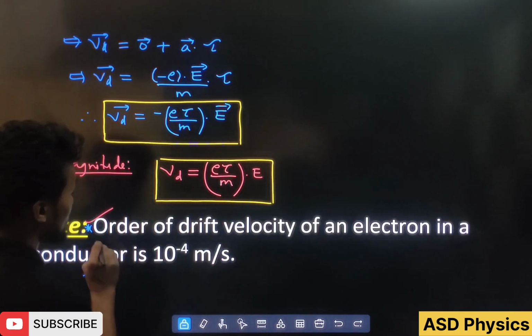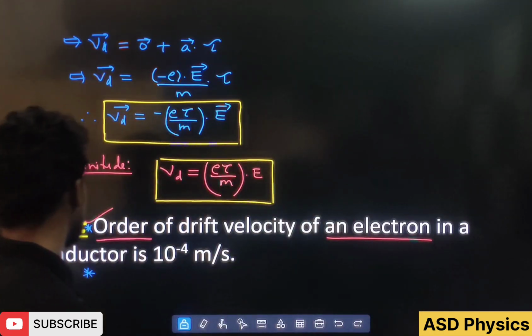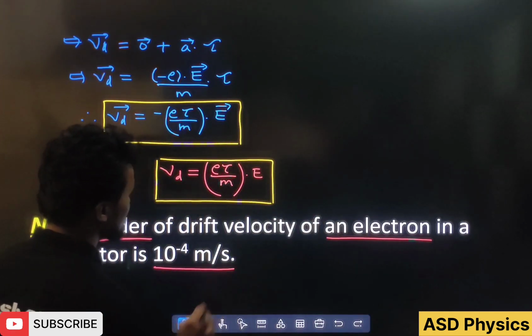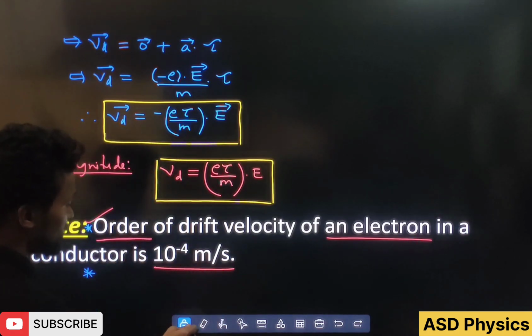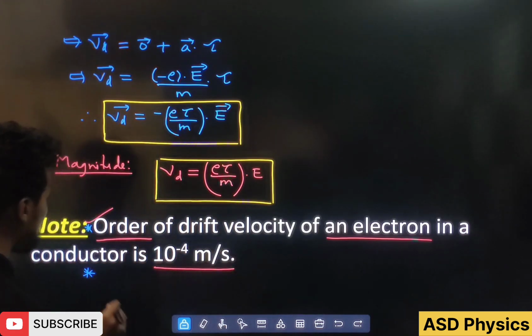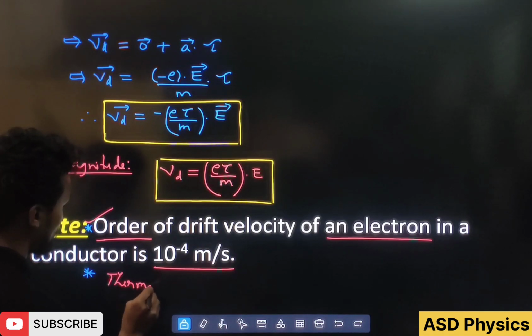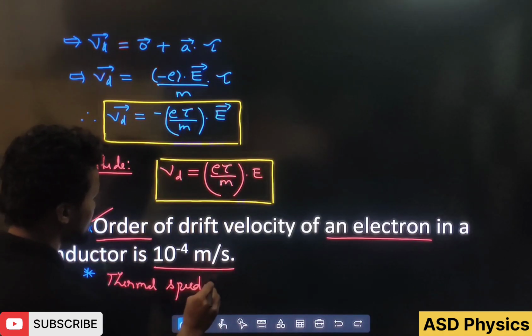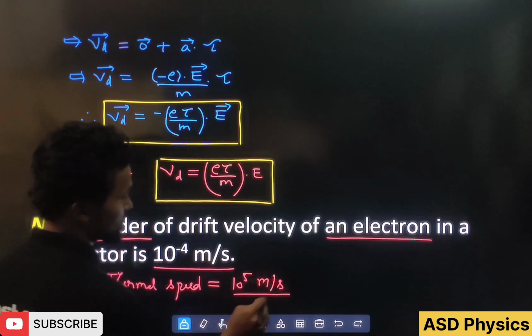Okay, great. After this, students, please note this one under the note. The order of drift velocity of an electron in a conductor is how much here? 10 to the power minus 4 meter per second. Very, very small. Remember the value: 10 to the power minus 4 meter per second. Okay. This is the drift velocity. But if I talk about the thermal speed, which speed, students? The thermal speed I'm talking about. Okay. This thermal speed of the electron is of the order of 10 to the power 5 meter per second.